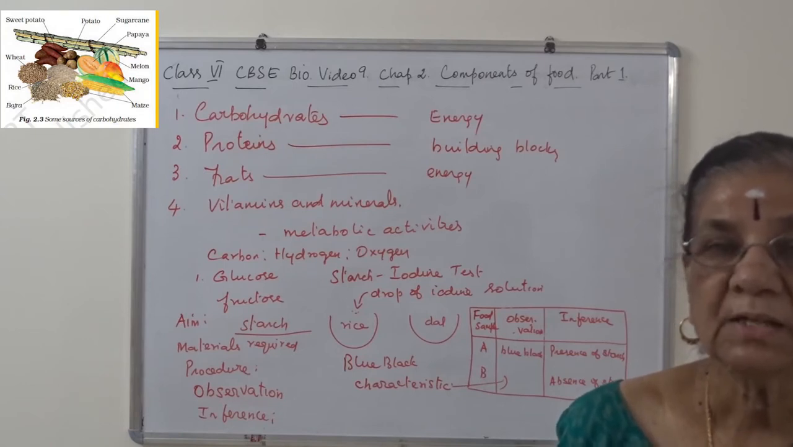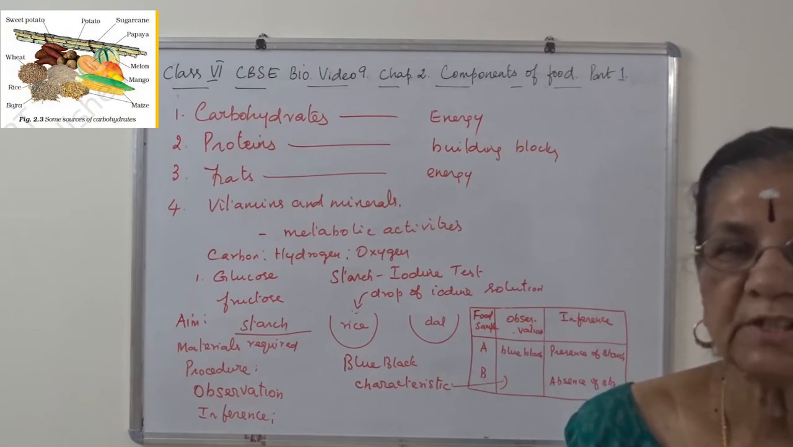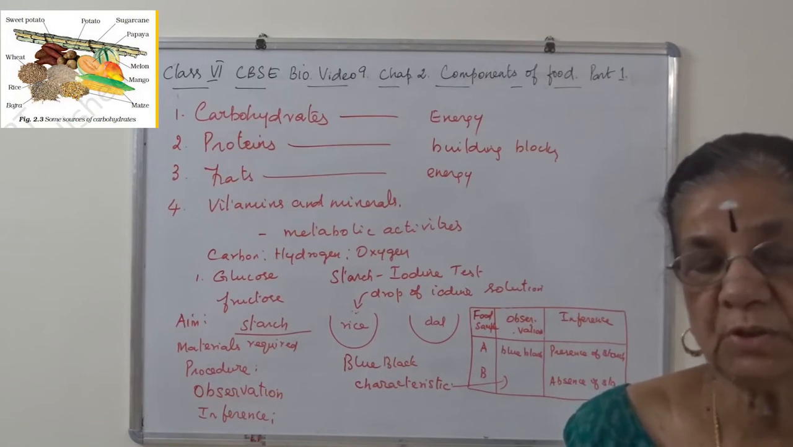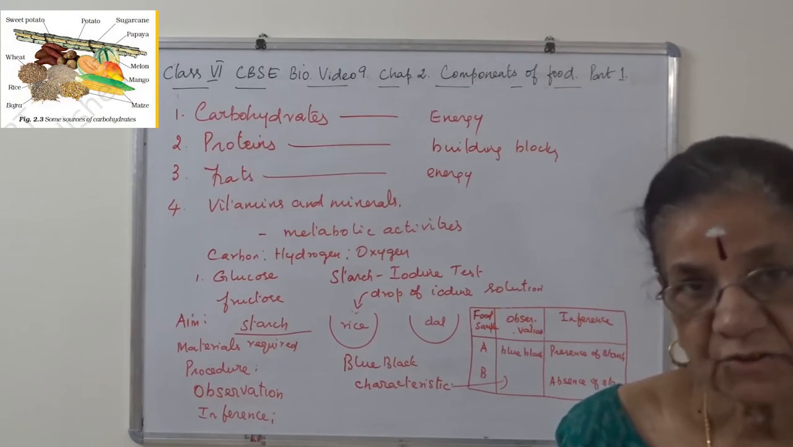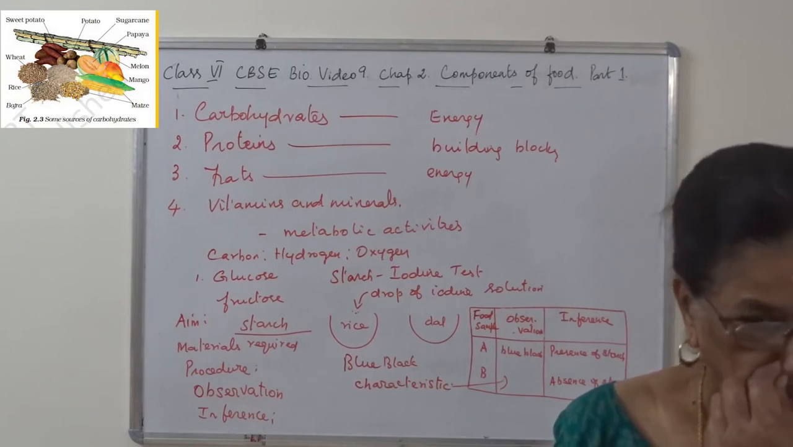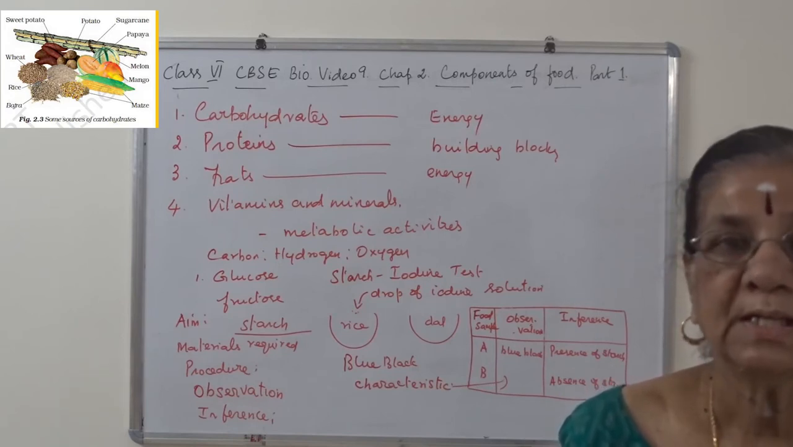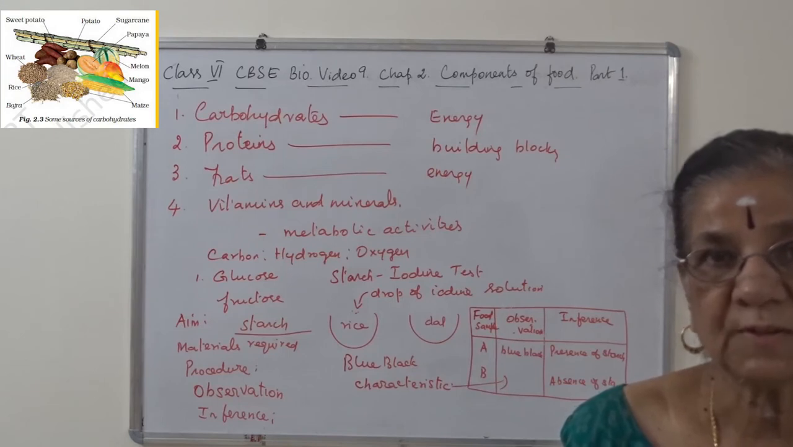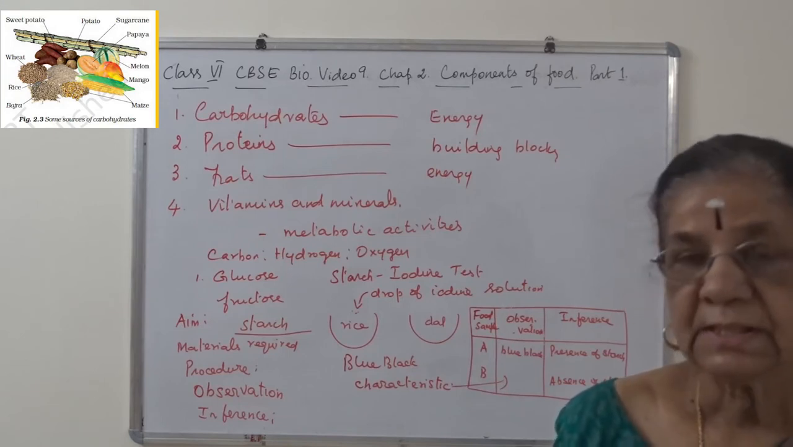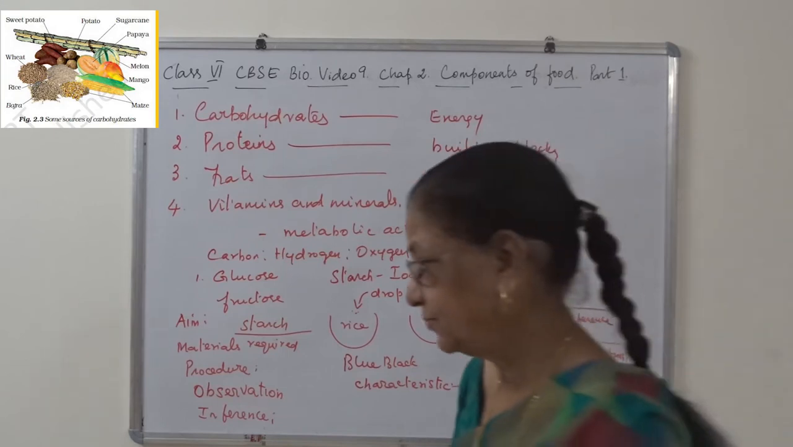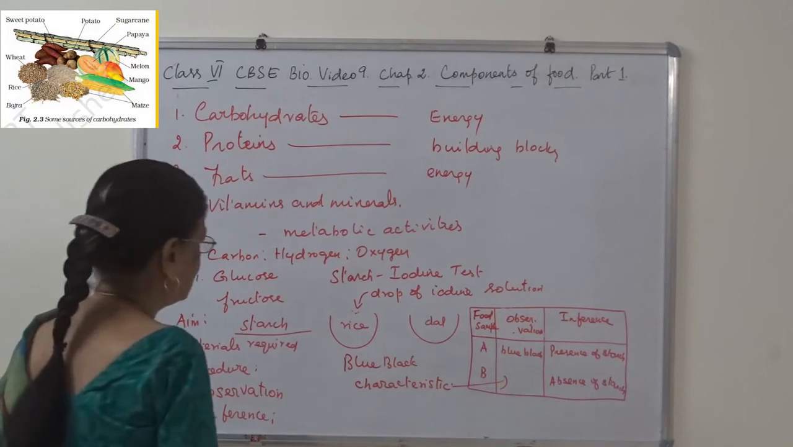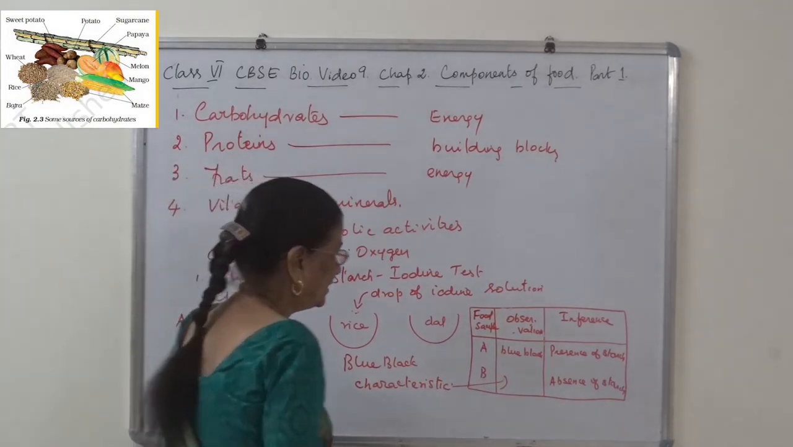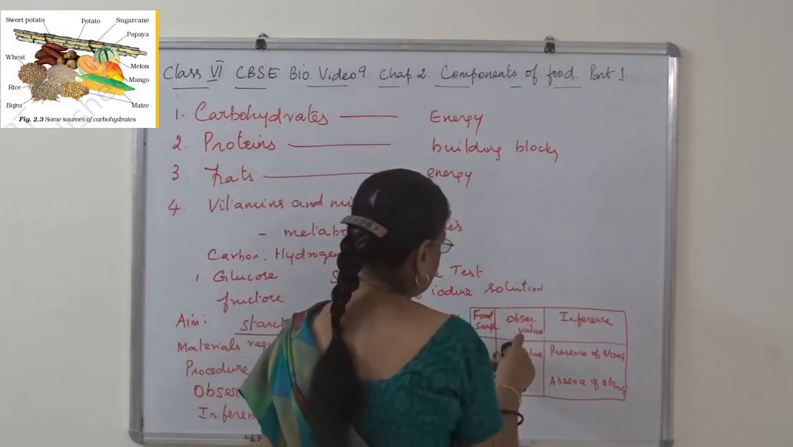If it is potato, as in the textbook, the potato will turn blue black in color. Rice sample, potato sample. I hope you understand. So this is the test for starch. Right? The next one is the test for fat.